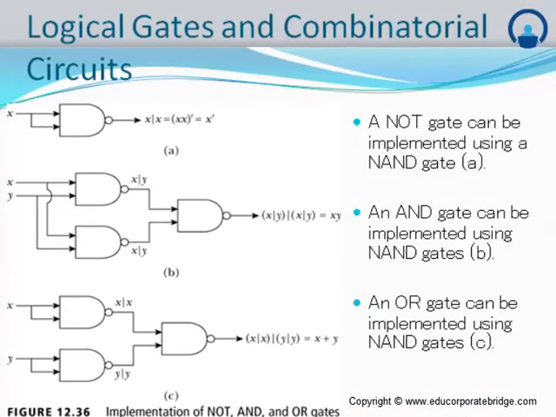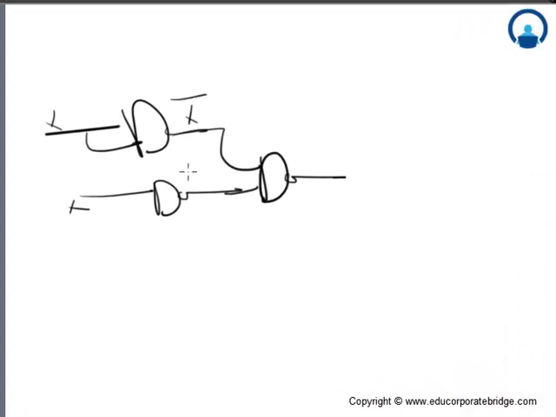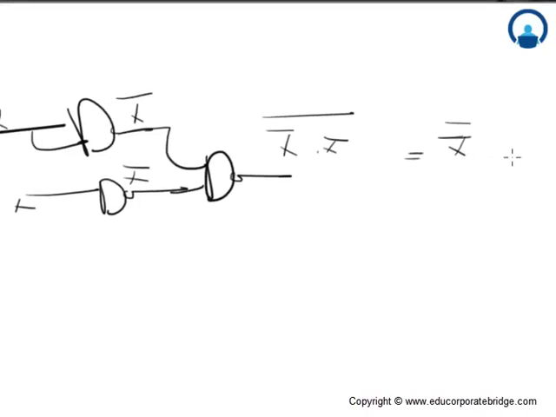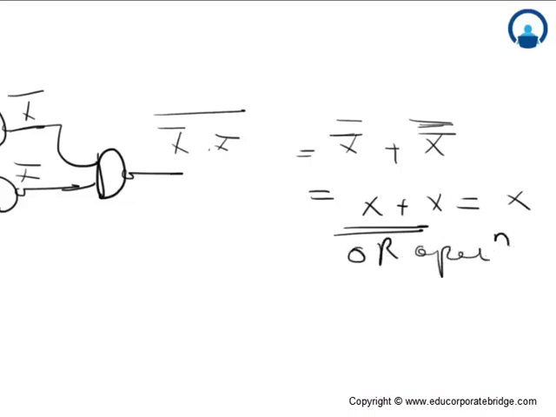Now let us take another example which can give us a clear idea about how this can be used as an OR gate. This is x, x. So the output here will be x bar, x bar. The total output for this circuit will be x bar into x bar the whole bar, that is x double bar plus x double bar, which will be x plus x is equal to x. This is an OR operation. That is, the NAND gate here can be used as an OR gate.